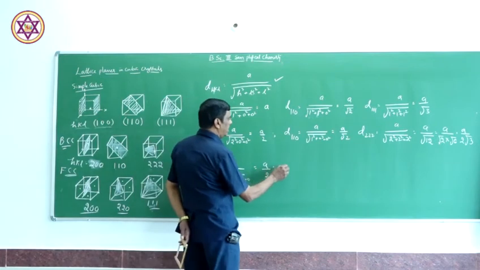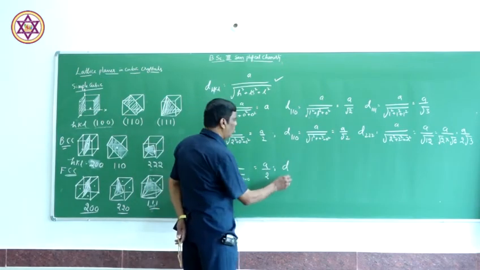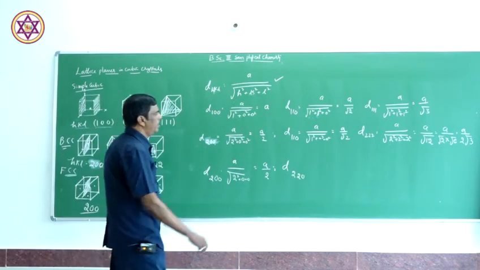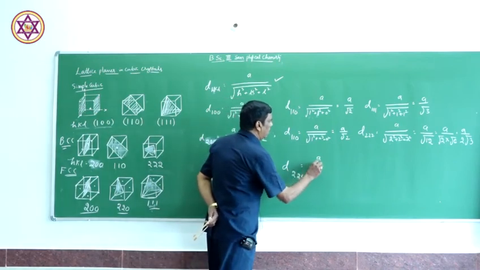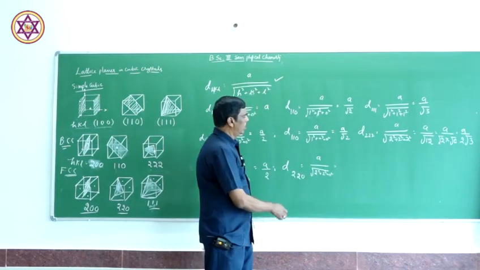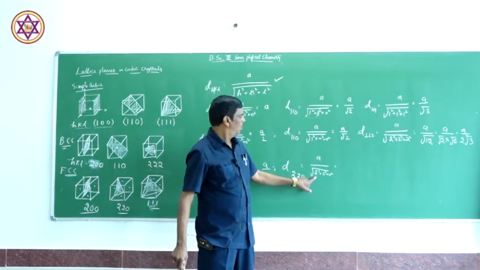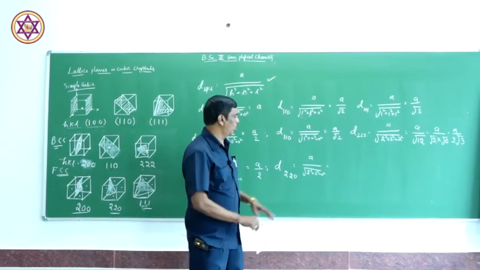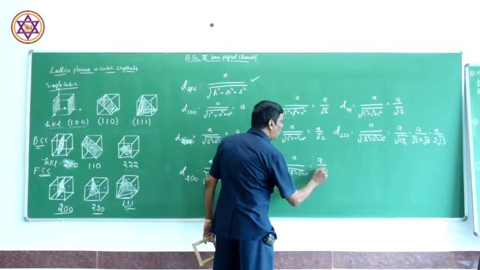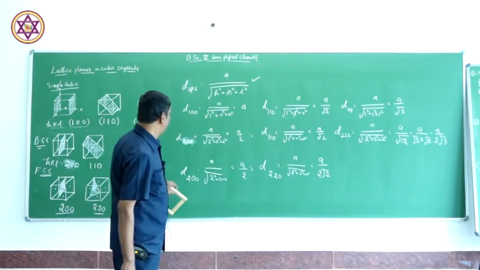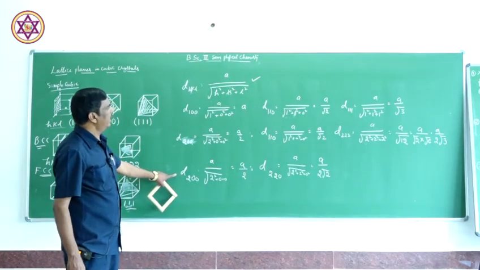Another one is d 2, 2, 0 plane. The interplanar distance is a over square root of 2 square plus 2 square plus 0 square. 2 square is 4, 4 plus 4 is 8. Root 8 can be written as root 4 into root 2. Root 4 is 2. So, this becomes 2 root 2. That is the interplanar distance of d 2, 2, 0.